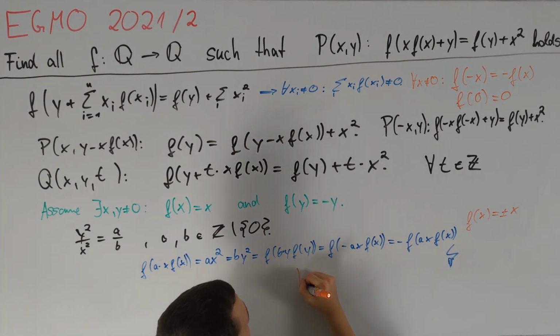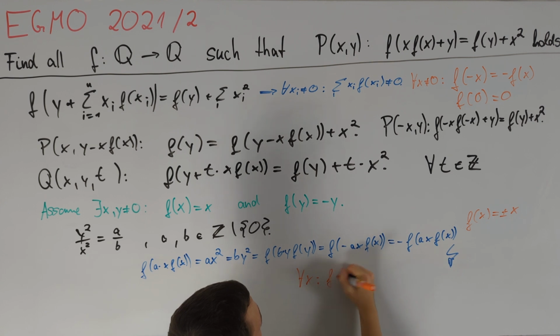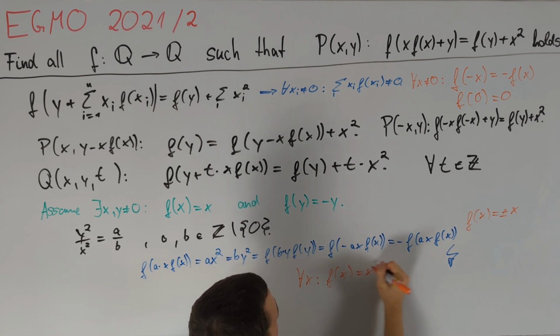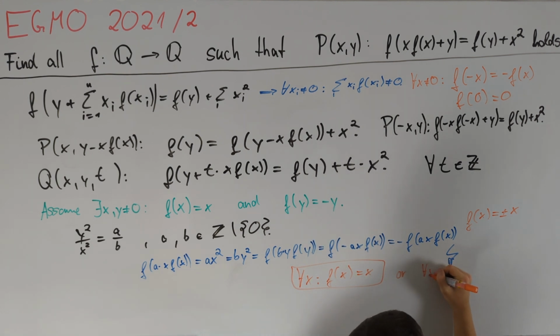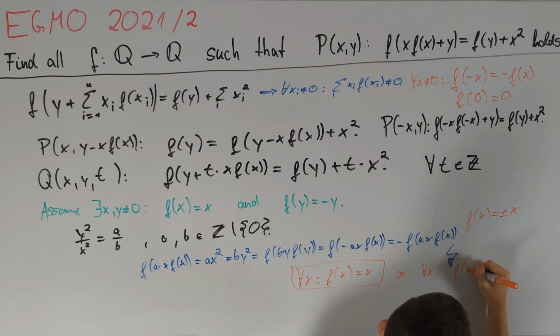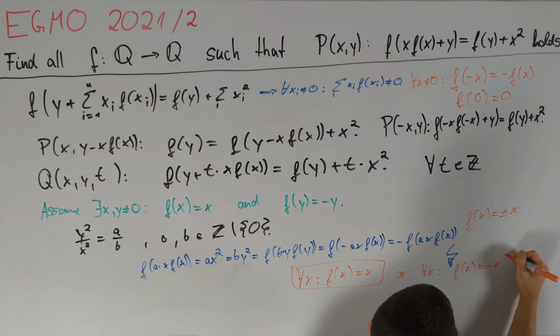In total, we know that the solutions are f of x is always equal to x, or f of x is equal to negative x, and therefore we are done.